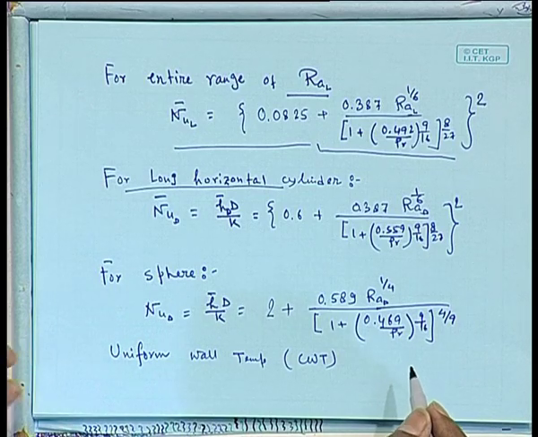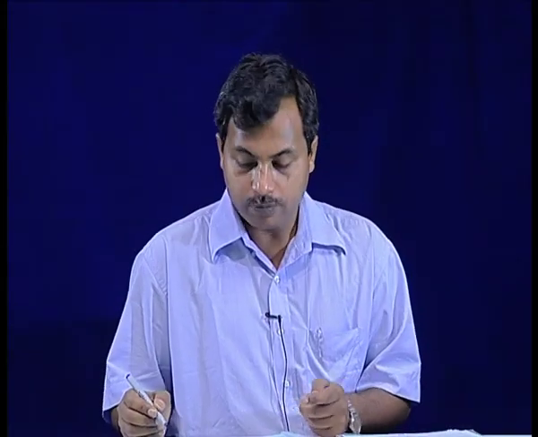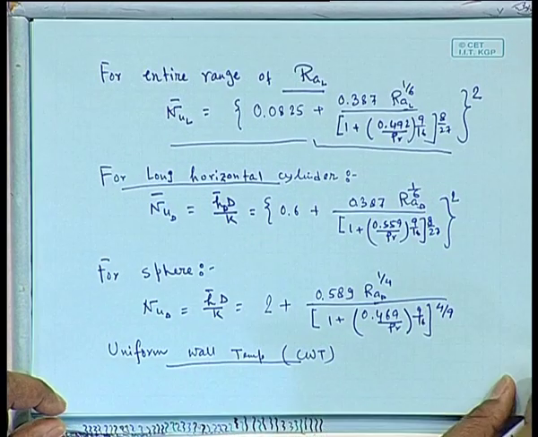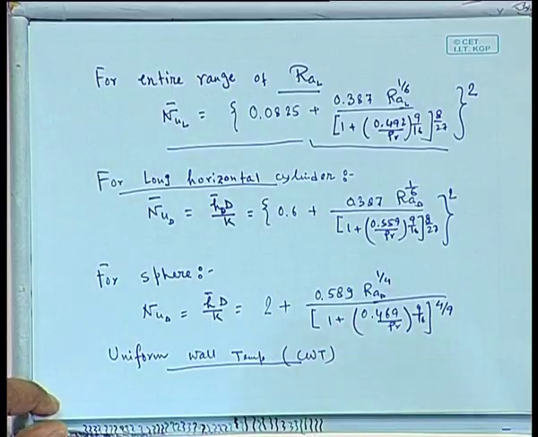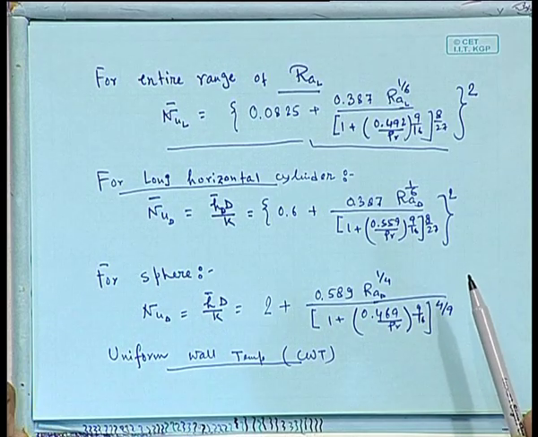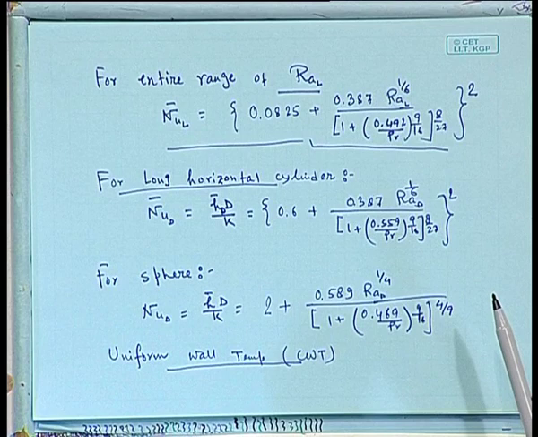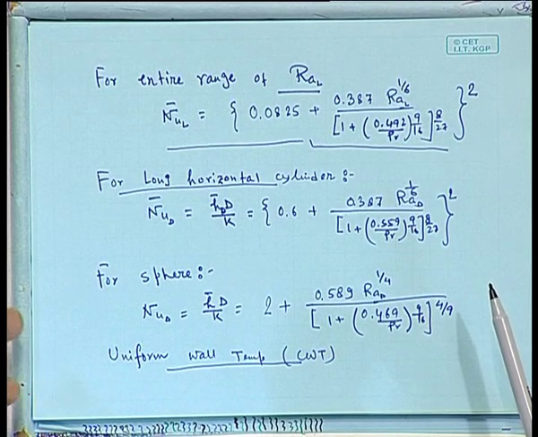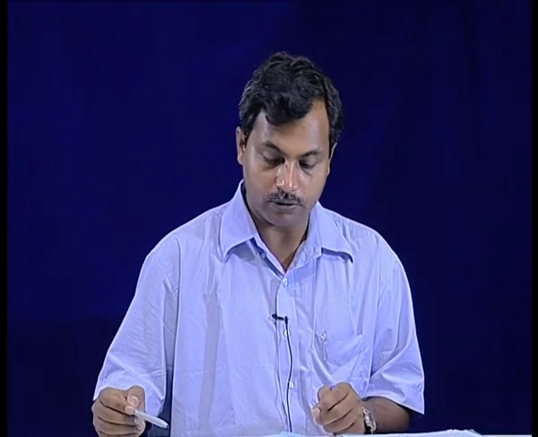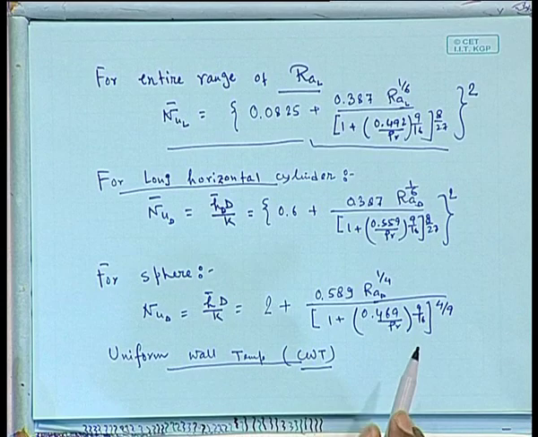Now, the correlation will take a different form if you have a constant wall flux or CHF type of condition. In fact, all these correlations are available in the book of Incropera and DeWitt or any standard textbook of heat transfer. So, we would like to emphasize how to use these heat transfer correlations, how the properties will be evaluated, and how they will be applicable to a particular problem.